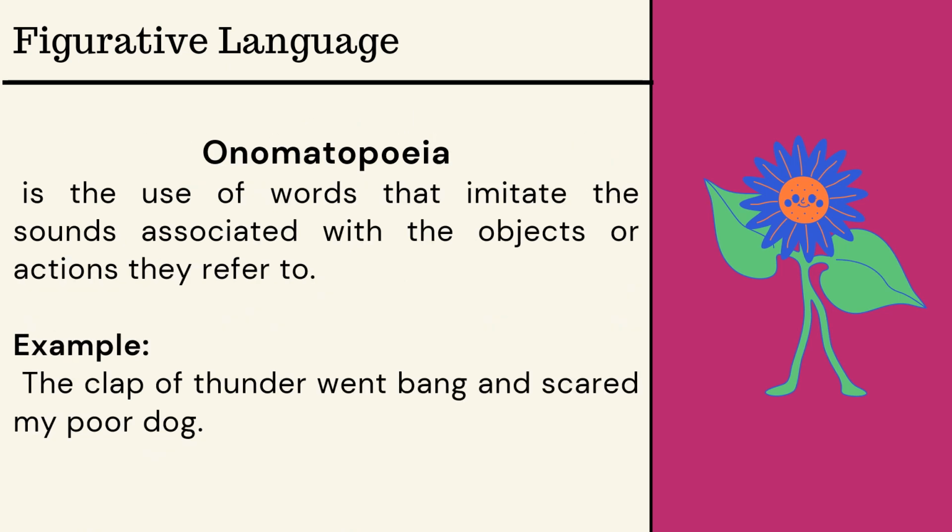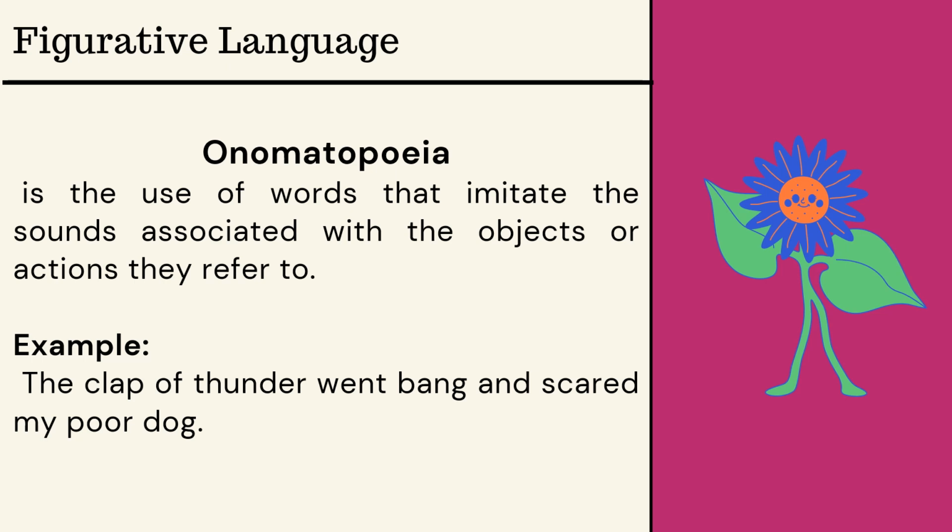Okay? Whenever there is some sort of sound, that's already onomatopoeia: the use of words that imitate sounds associated with the objects or actions that they refer to. For example, the clap of thunder went bang and scared my poor dog. So the clap of the thunder, the bang sound, scared the poor dog, like the tick-tock of the clock. It's an onomatopoeia. Or the ding-dong of the doorbell. What else? The ring of the phone. That has something to do with sounds.